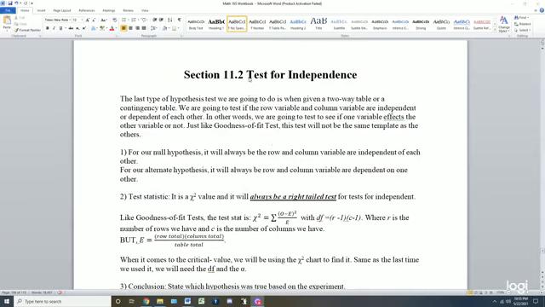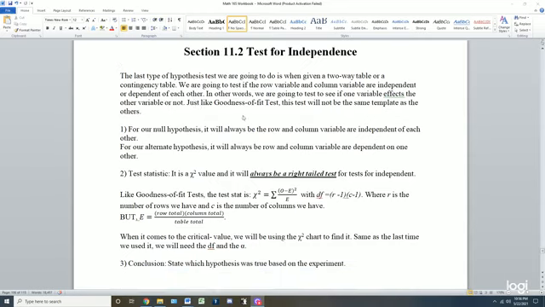All right, so this one's going to be testing for independence. This is the last type of hypothesis test we're going to be using for this semester. This one is testing a two-way table or a contingency table. What we're going to be doing is testing if a row variable and a column variable are independent or dependent of each other. What that means is we're going to see if one variable affects the other one or not, essentially.